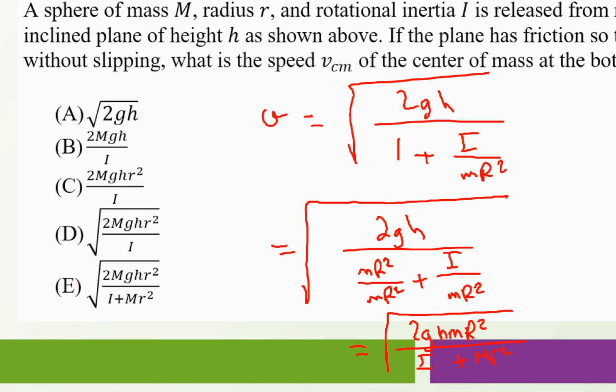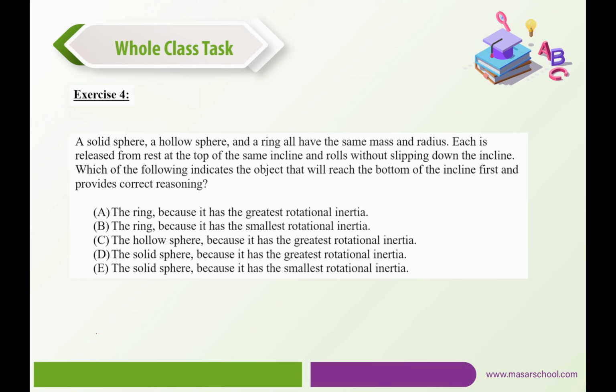Now exercise 4. A solid sphere, a hollow sphere, and a ring all have the same mass and radius. Each is released from rest at the top of the same incline and rolls without slipping down the incline. Which of the following indicates the object that will reach the bottom of the incline first and provides correct reasoning? We know that the one that will reach the bottom first has the highest acceleration and the highest linear speed, which is the less inertial body.